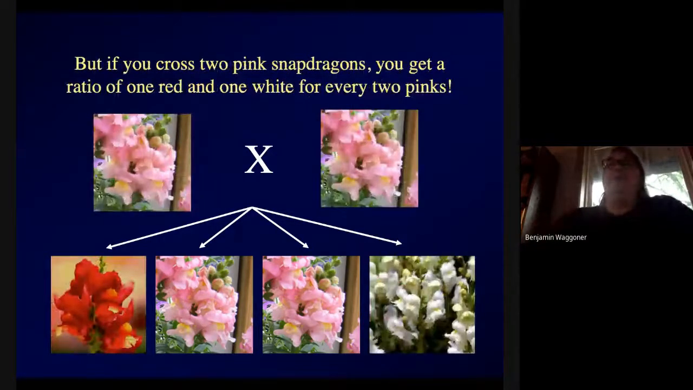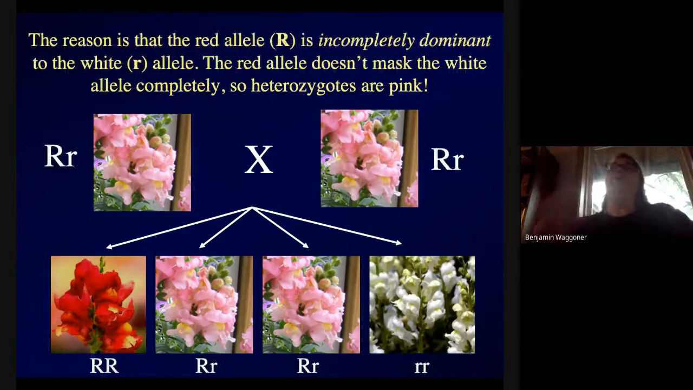Turns out that if you cross two pink snapdragons, you get one red and one white for every two pinks. And the reason why that's the case is that the red allele, which we can write capital R, does not completely hide the white allele. We call that incomplete dominance. The purple flower color in peas does completely mask the presence of the white allele. The red allele in snapdragons doesn't completely mask the white allele.